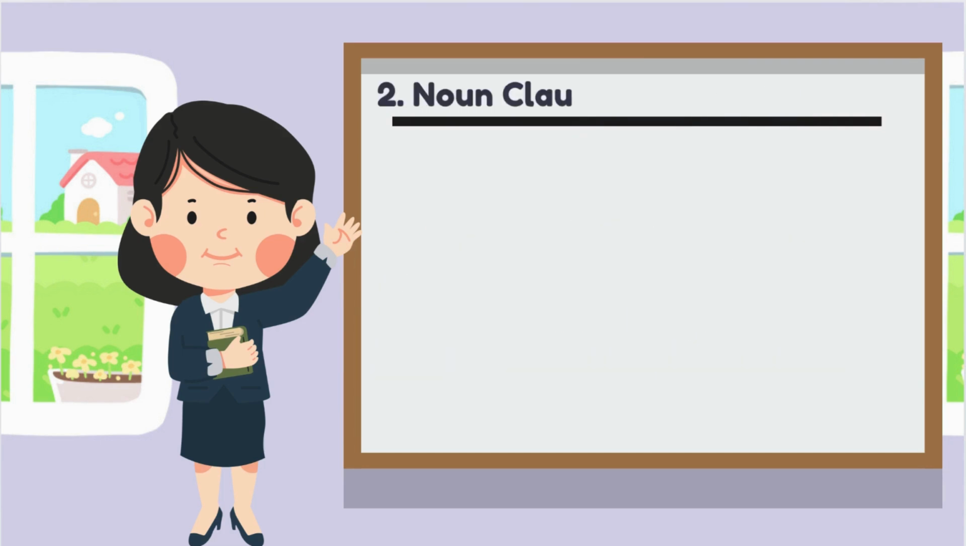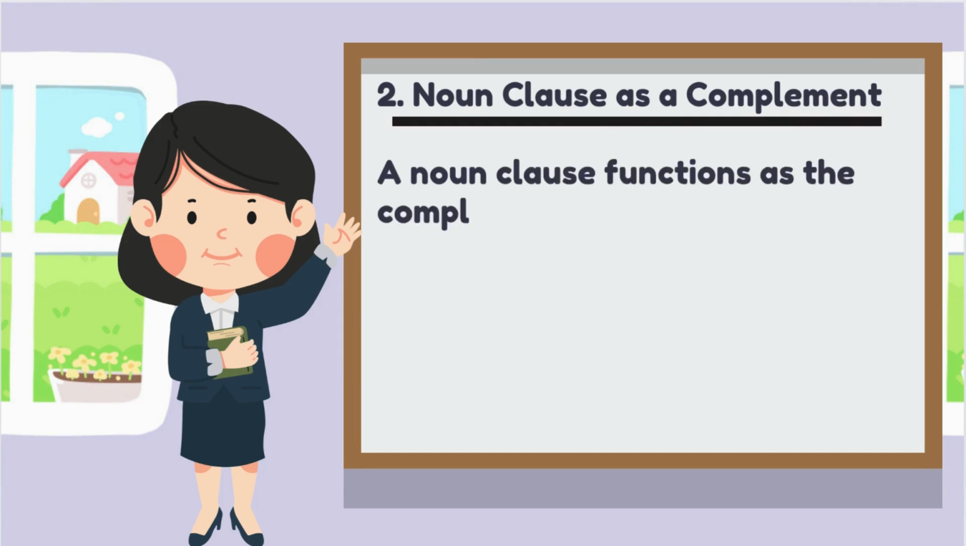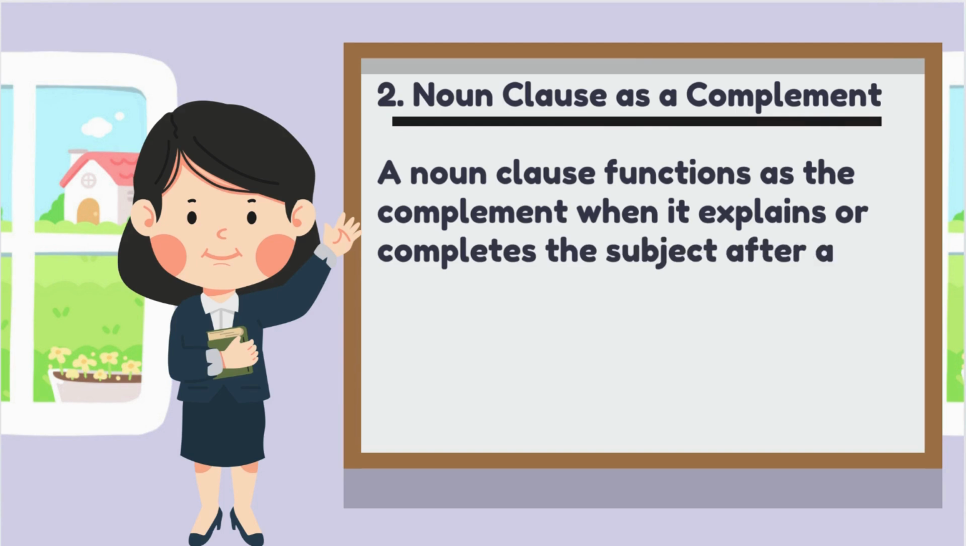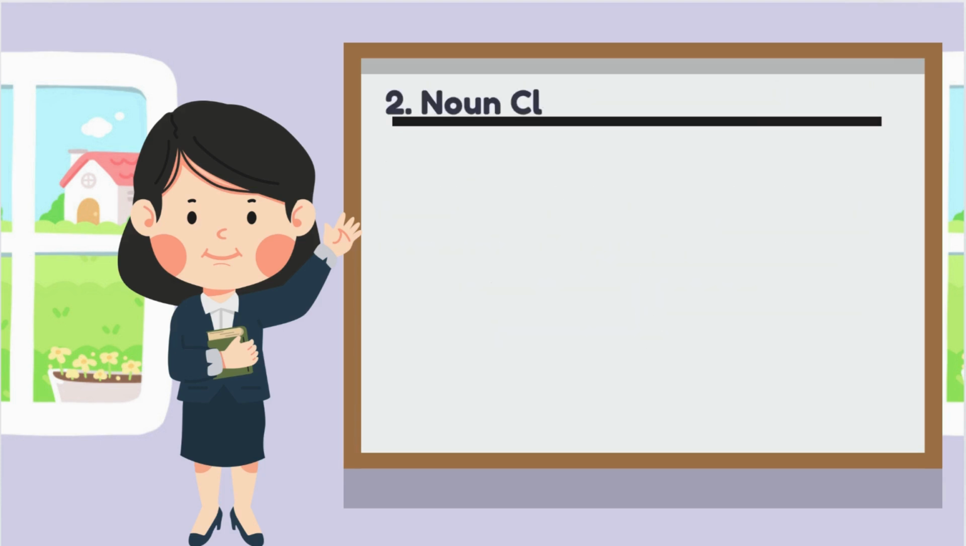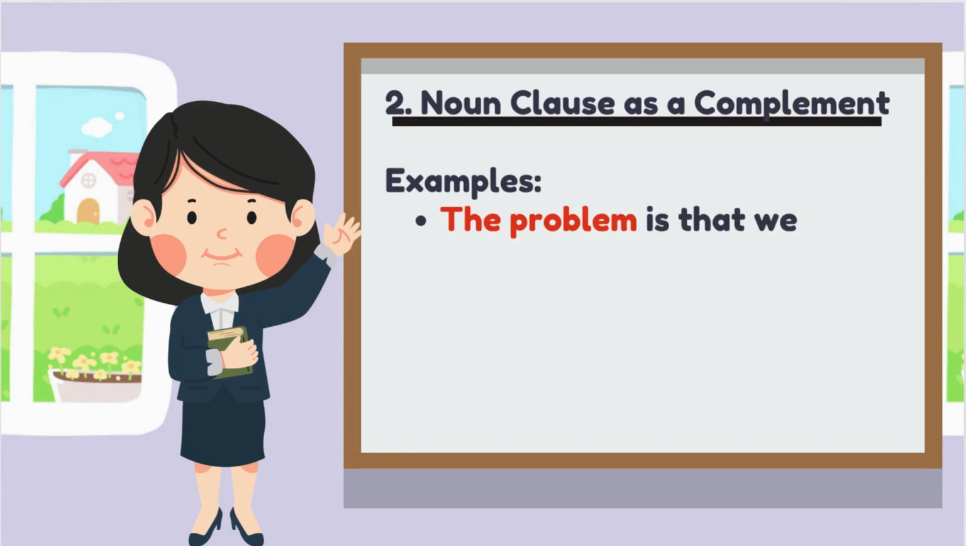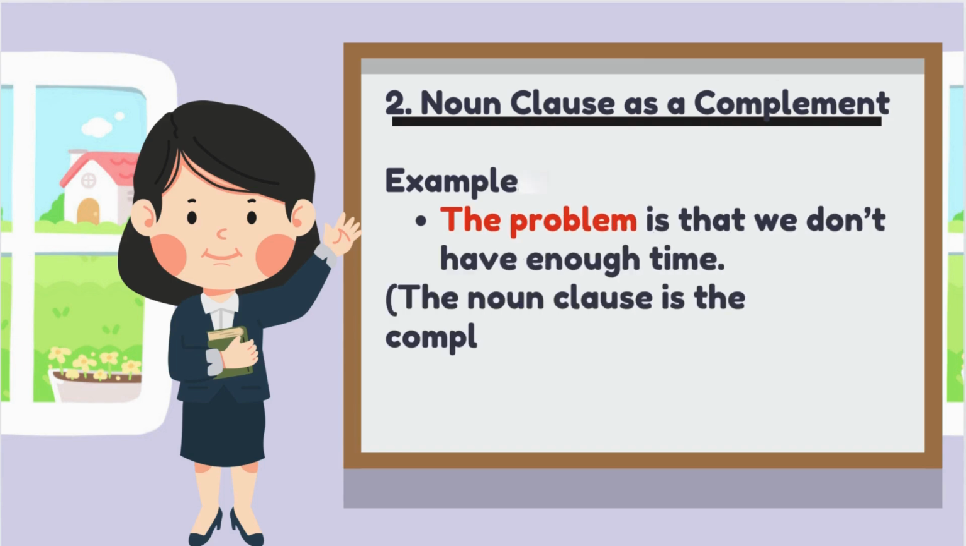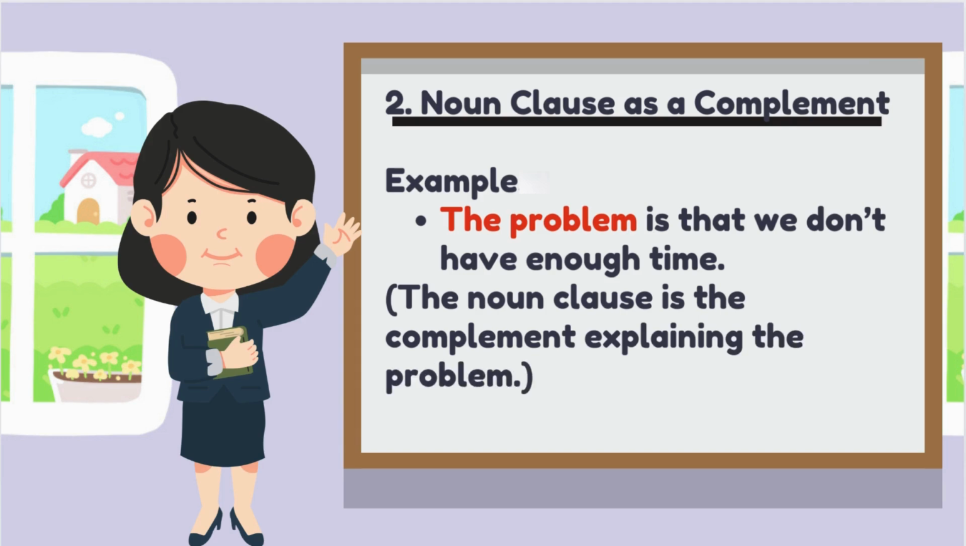And second, noun clause as complement. A noun clause functions as the complement when it explains or completes the subject after a linking verb such as be, become, seem, appear, look, and feel. For example, the problem is that we don't have enough time. The noun clause is the complement explaining the problem.